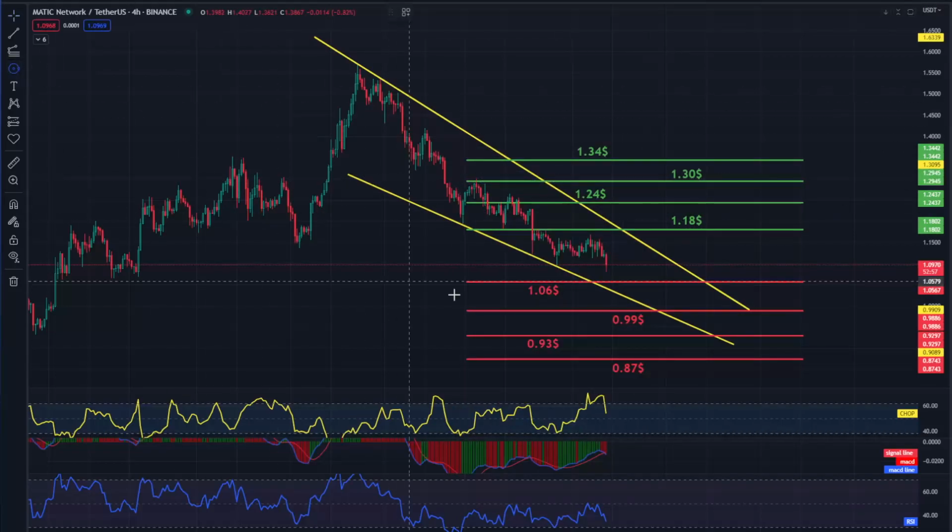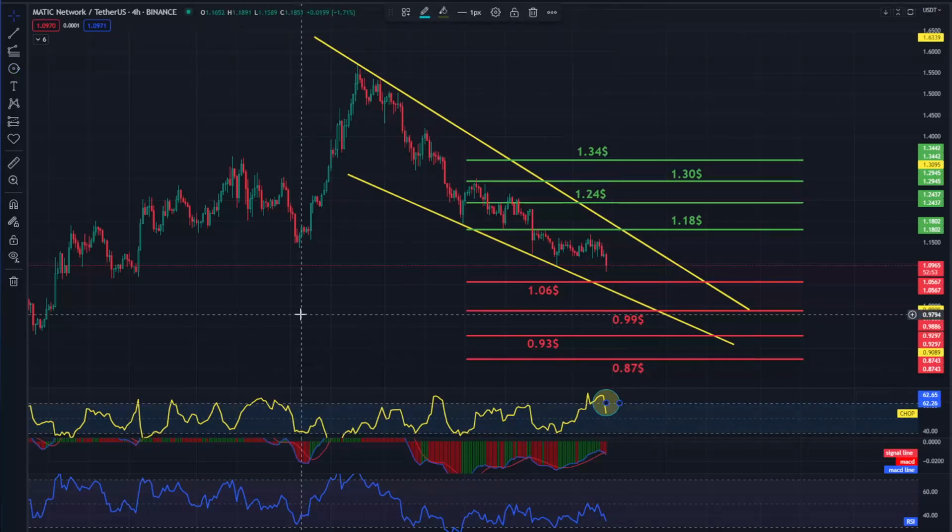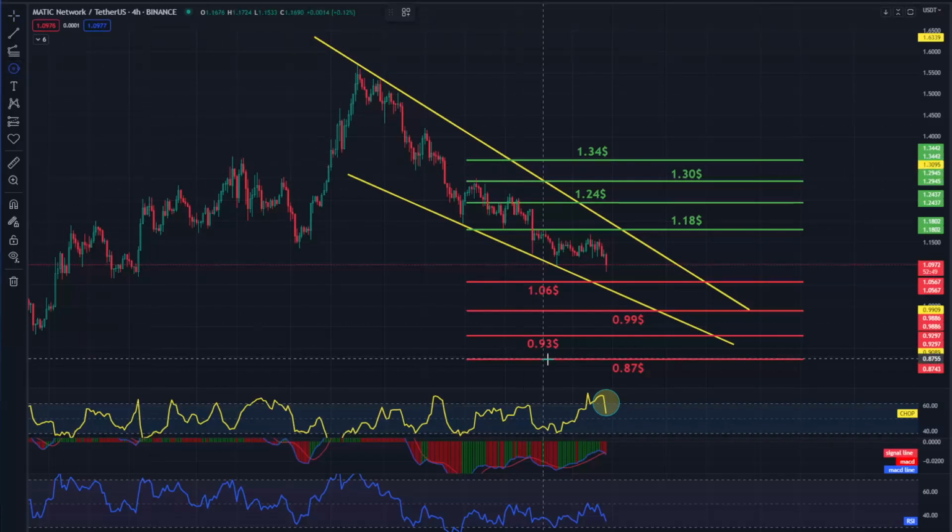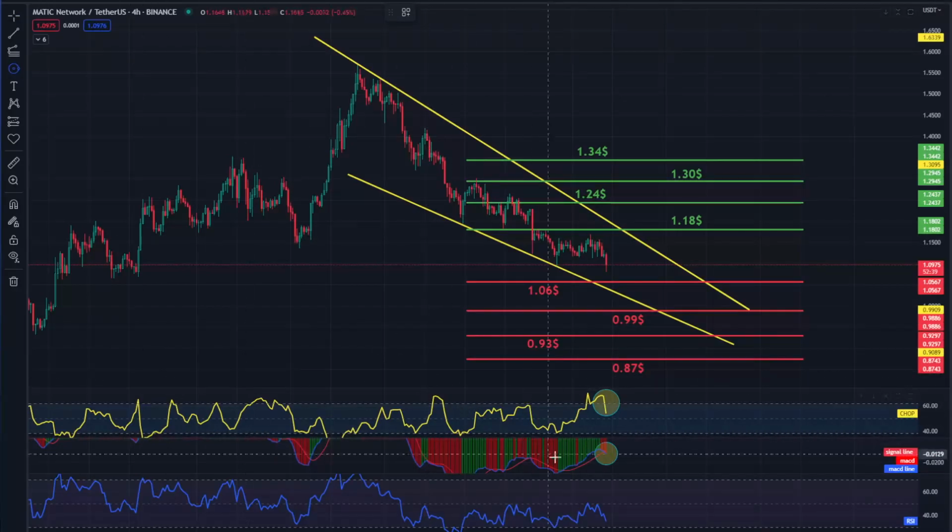Now let's move on to the CHOP index, which indicates that energy has been used for the correction, but there is still some left. The MACD indicator is on the verge of entering a local downtrend. On the other hand, we see a significant rebound on the RSI. We are approaching the lower limit of the range, which may indicate an upcoming trend change.